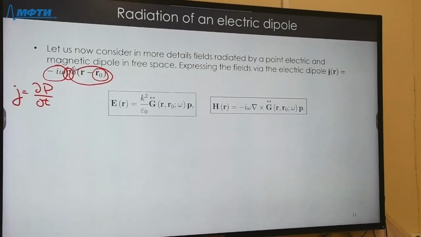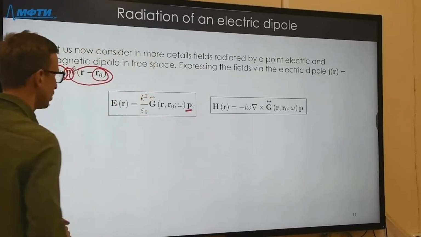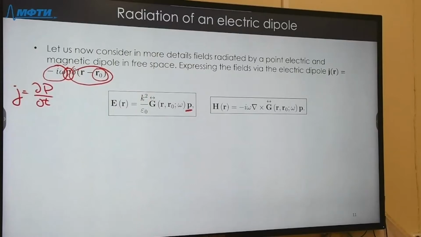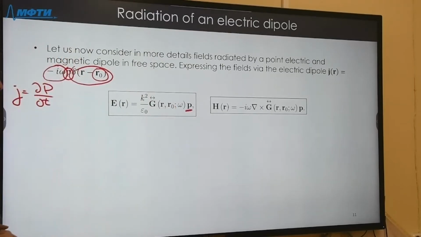And we usually express the electric and magnetic fields via the dipole moments in the following way. So P is our dipole moment, G is the Green tensor of free space, and then we have the wave vector and permittivity of free space. So now we can plug the Green's tensor that we found previously and study the results in electric and magnetic field distributions.